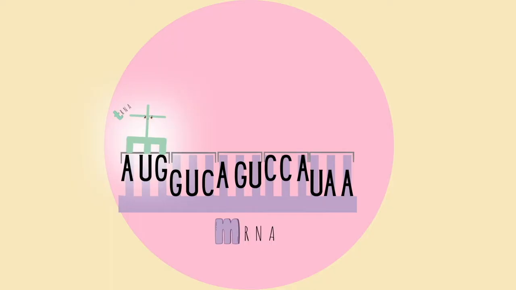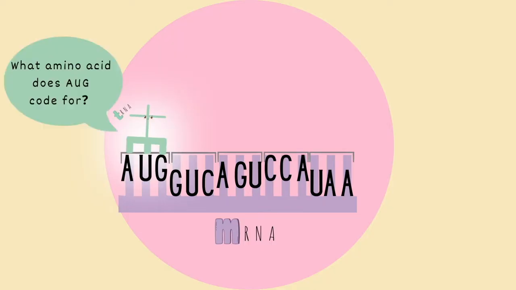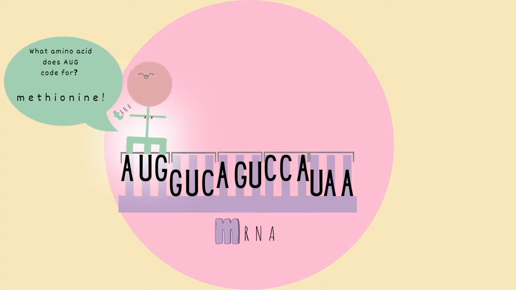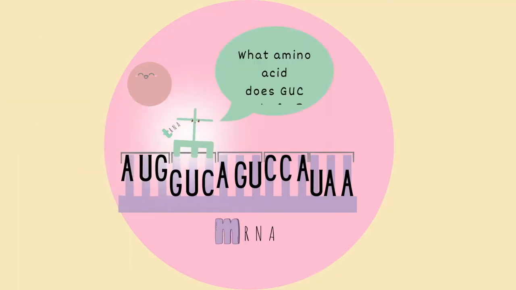For example, here the tRNA will ask itself, what amino acid does AUG code for? Yes, methionine. So it will pop out a methionine amino acid on the other end. One end of the tRNA reads the codes, and the other end pops out amino acids. So next it reads the code GUC. It's going to ask itself, what does GUC code for? Yes, valine. So it's going to make a valine amino acid.